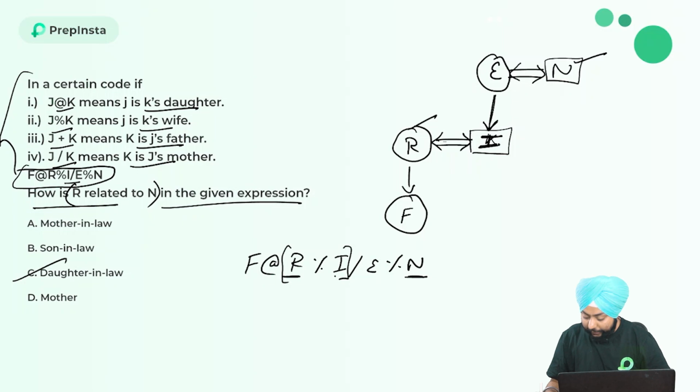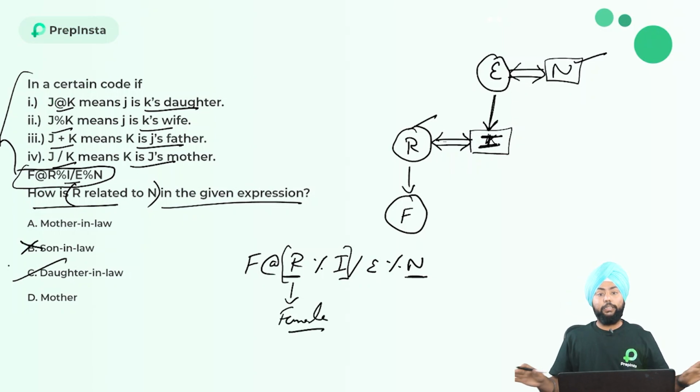Now only consider this statement, R percent I. What is the meaning of percent? R is K's wife. If R is K's wife, that means R is a female person. Yes or no? If R is a female, I can directly say B cannot be the answer. B is eliminated because son-in-law is a male. Mother-in-law, daughter-in-law and mother can be possible.